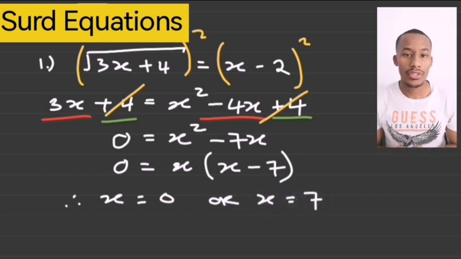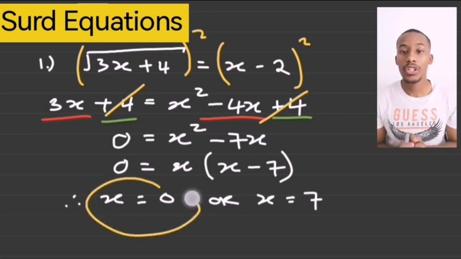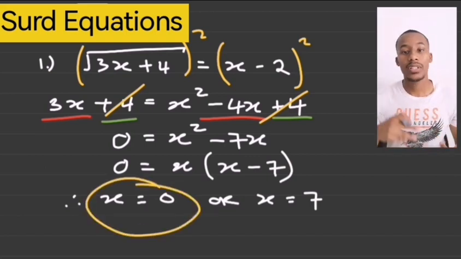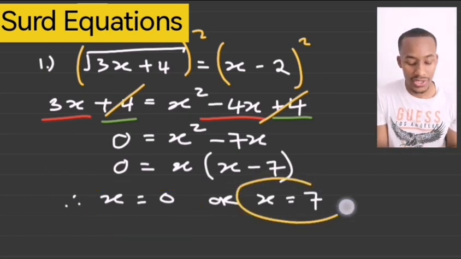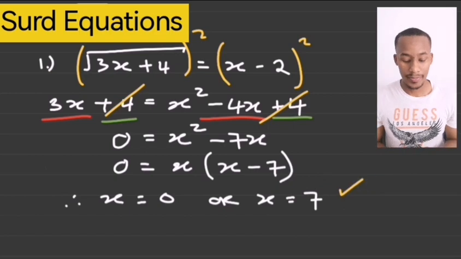One of these answers will not work. If you substitute 0 back into the equation, you need to check that the left hand side is going to equal the right hand side. And for 0 it doesn't work, but for 7 it does work. Now let's move on to our second equation.